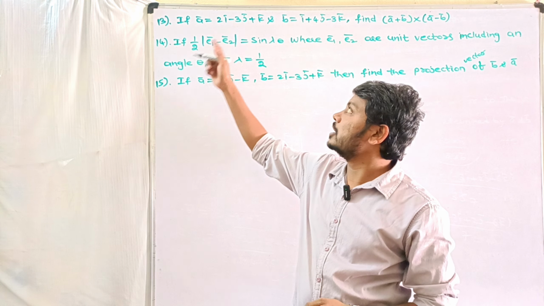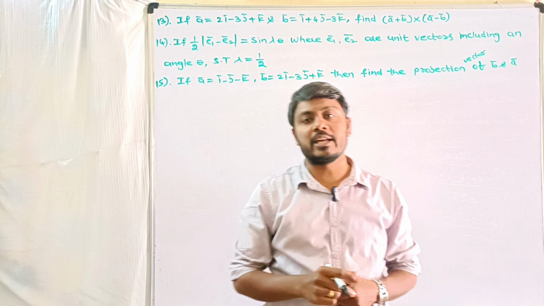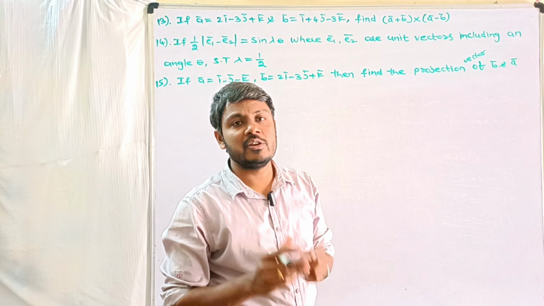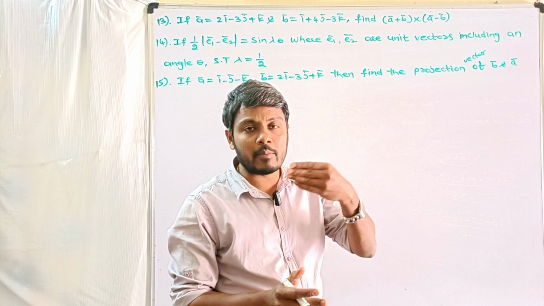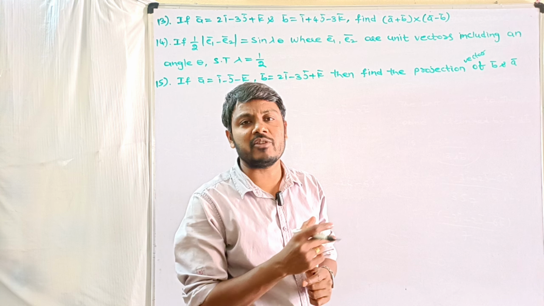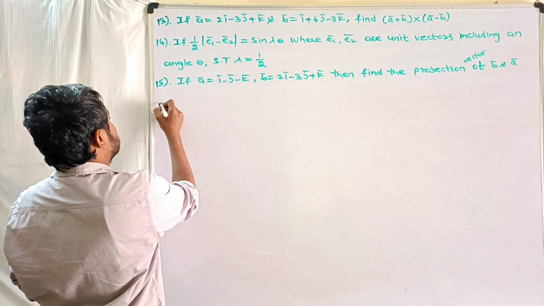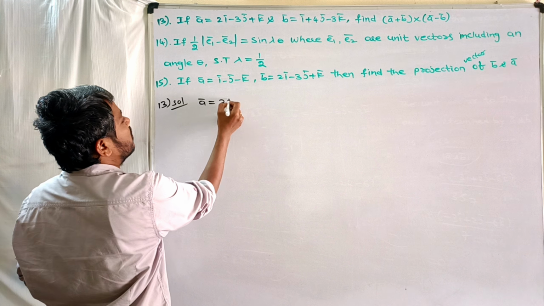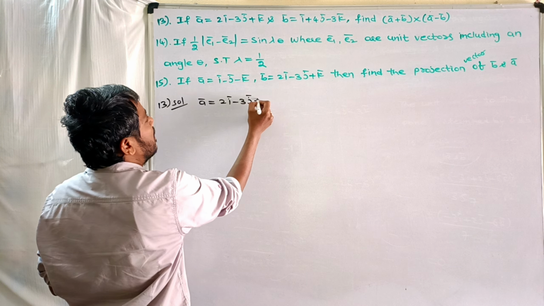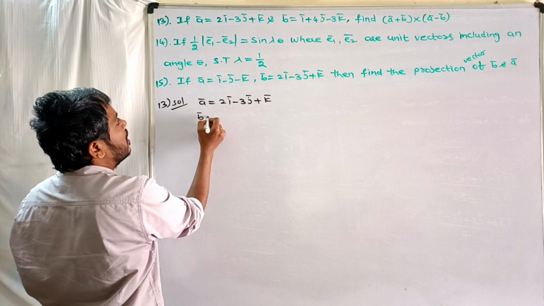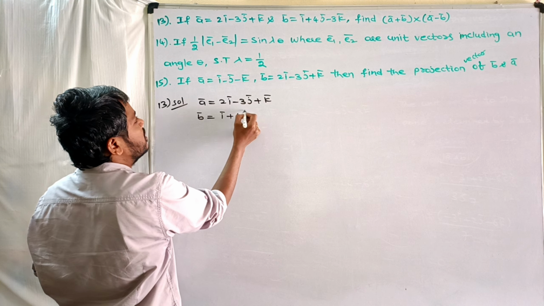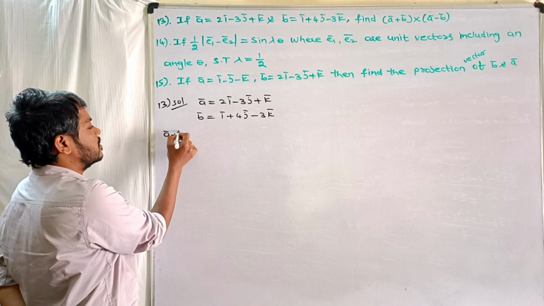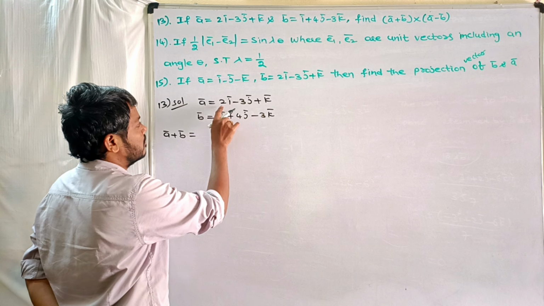Next, question number 13. Two vectors A bar and B bar are given. Then find A bar plus B cross A bar minus B. So first we can find A bar plus B and A bar minus B. After that we can find the cross product of two vectors. See the question number 13 solution. Given vectors A bar equals 2i minus 3j plus k and B bar equals i bar plus 4j minus 3k. First you can find what? A bar plus B bar. So add the two vectors.